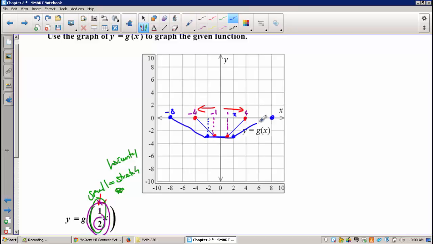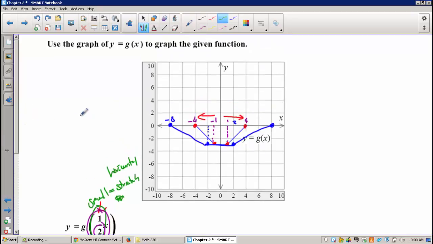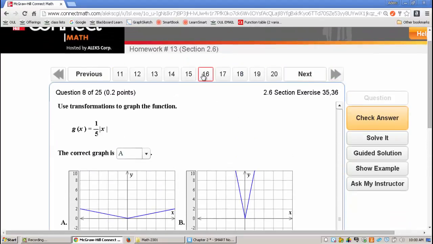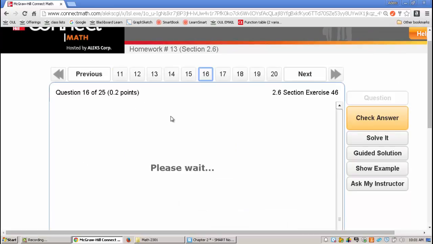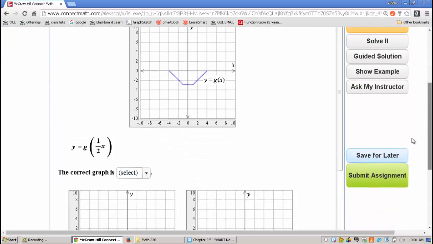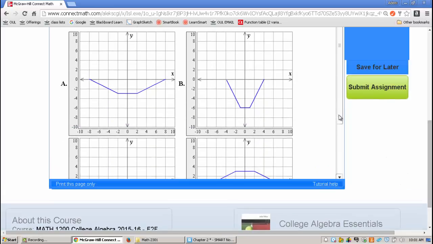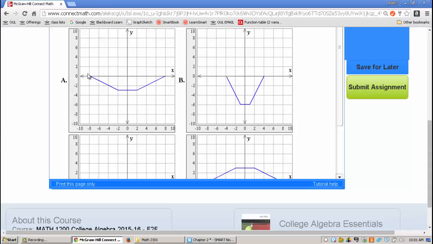You see the enlargement? Stretch? It's stretching, but sideways. The height of this thing is still the same. Height doesn't change, only the width. So let's pick this one from the options. This was 16. Which one has -8 and 8 on the ends? This looks like the right choice, right?